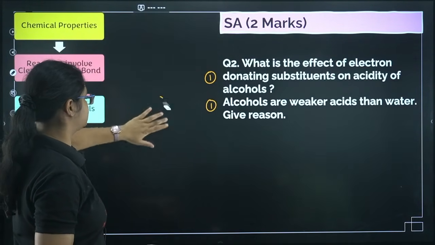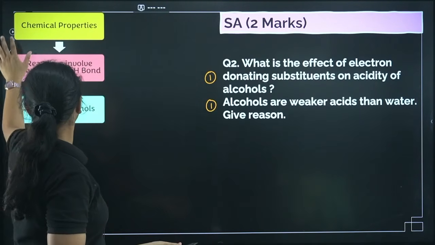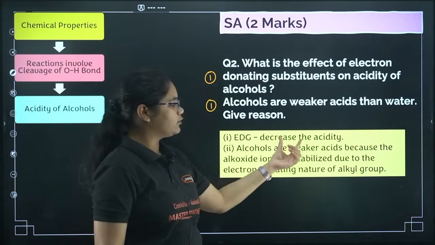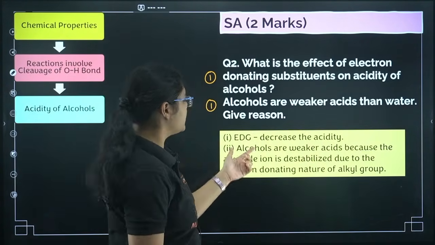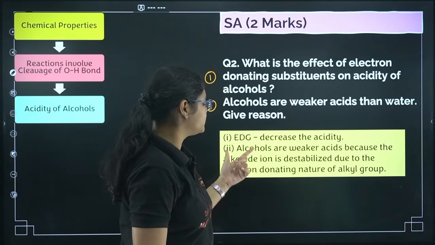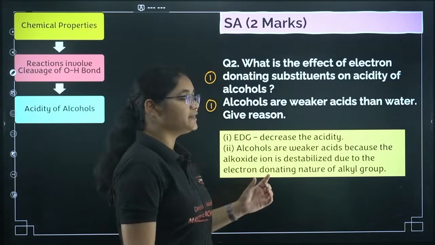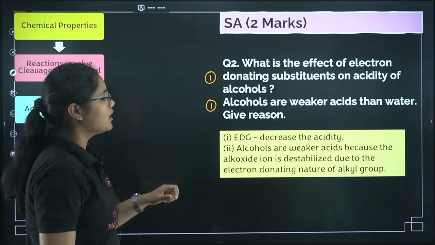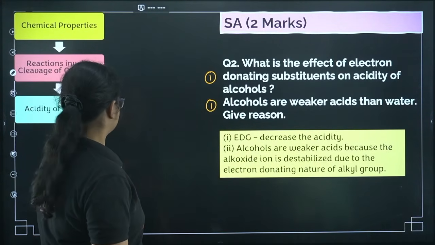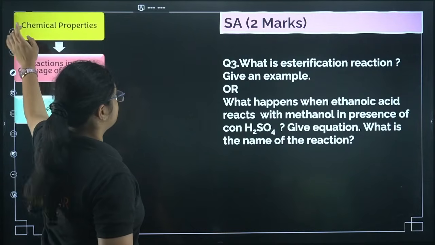So how can I write this answer? First thing, electron donating group will decrease the acidity. Next thing, alcohols are weaker acid because the alkoxide ion, meaning RO minus, is destabilized due to the electron donating nature of the R group. Okay, next let's see question number 3 here.